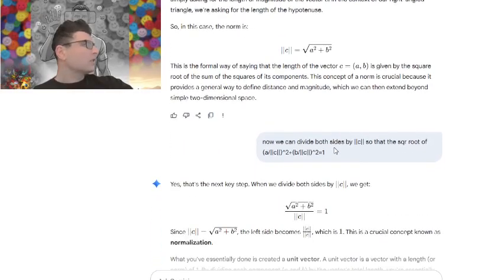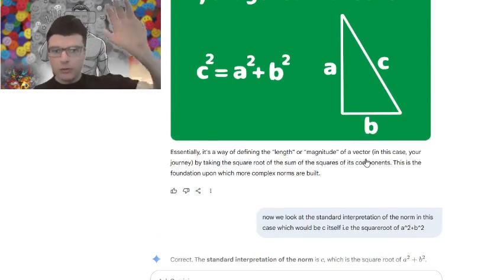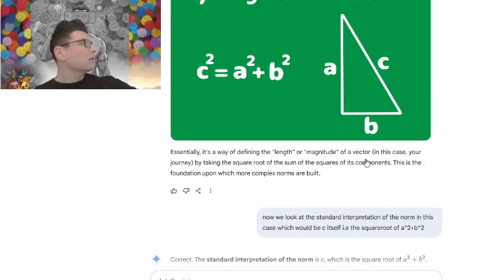Now, let's say that we divide by the norm. If we divide by the norm, then of course the left-hand side equals 1. So what are we now saying? We are saying that if we take our original triangle and take the square root of A squared plus B squared and divide that by the length, or the norm, we're going to end up with a norm of 1. So what we're doing is scaling down the triangle to the point where we are guaranteeing that this length here is 1.